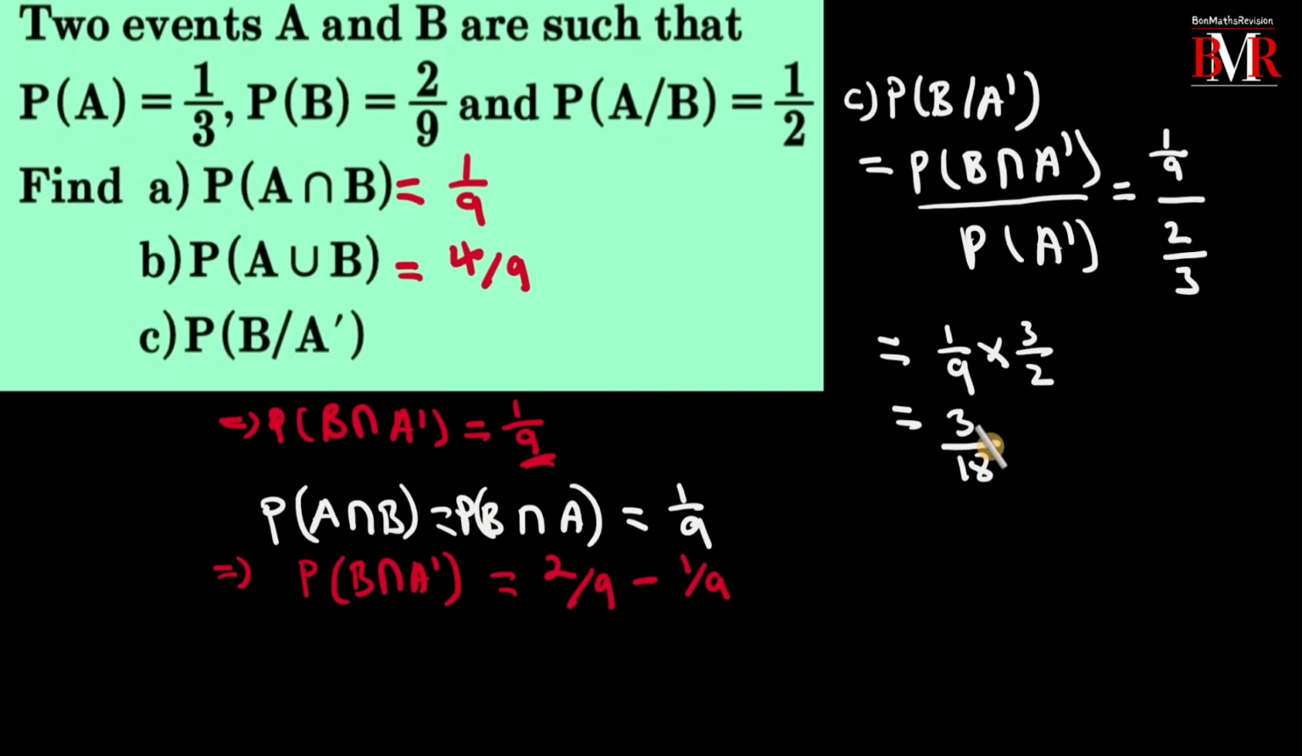Now I can still simplify this fraction. 3 here 1 time, 3 into 18 is 6 times. So it means that I'll have 1/6. So it means the probability of B given A prime is 1/6. So the correct answer here is 1/6.